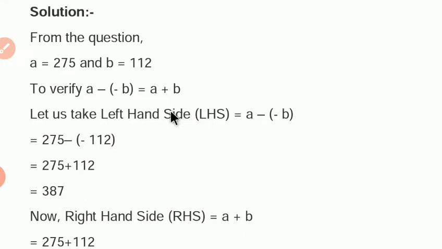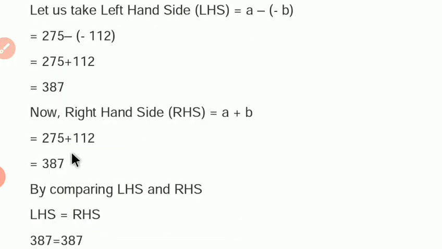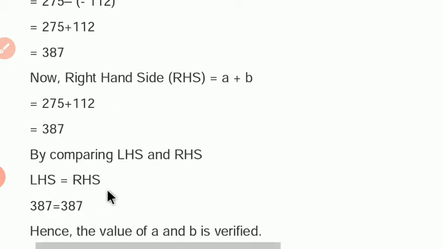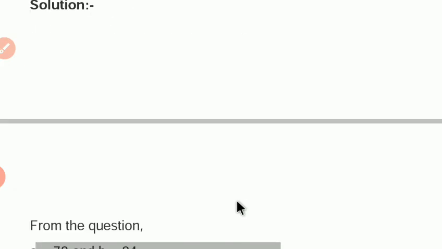Now we'll see the right hand side. Right hand side is A plus B. So directly we put the values: 275 plus 112, which is equal to 387. Again we will compare both the sides, left hand side and right hand side, and we know that left hand side is equal to right hand side. So 387 is equal to 387, hence the value of A and B is verified.